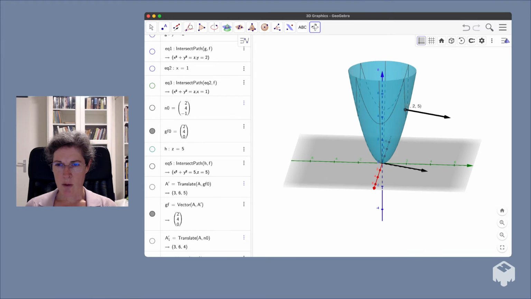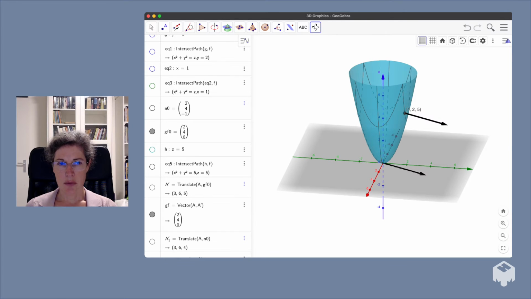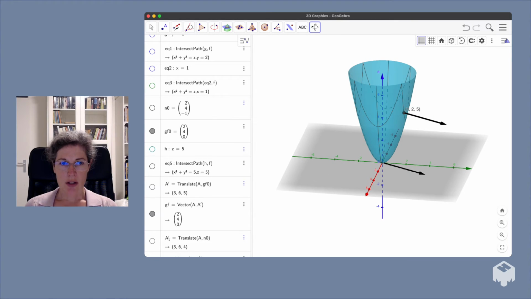And you might be thinking, well, okay, give me more information. So one thing that we can do is we can plot the level surface. So I've just set z equal to 5 and plotted the intersection of that plane with my surface.